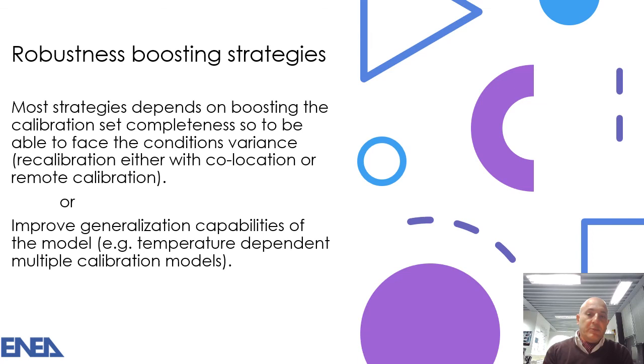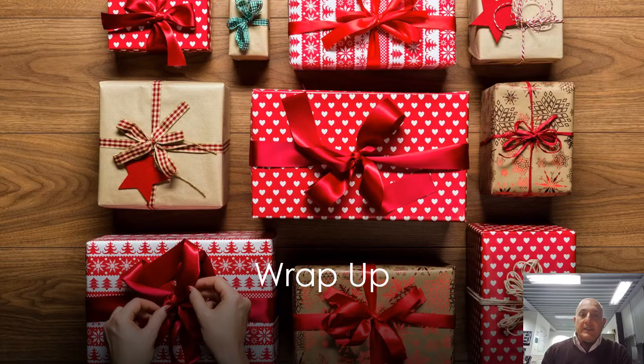What is important to look at in these lectures is that there are strategies to boost the robustness. Most of them tackle the calibration set completeness in order to be able to face the condition variance. For example, continuous recalibration or timely recalibration will help to boost the performance over time of the calibrator. Of course, this comes at a cost. You need to have the availability of fresh data and also fresh reference data. Or you can act on improving the generalization capabilities of the model. There are some approaches that are promising in this case, but we will have a look more in depth in the next lectures. So let's have a wrap up.